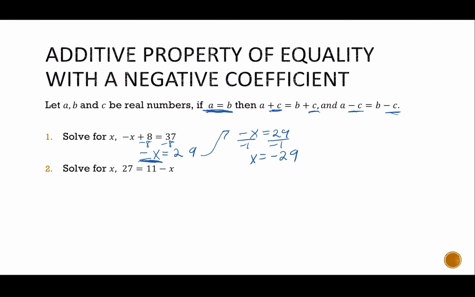For problem 22, I've got 27 equals 11 minus x. So I'm going to subtract 11. That gives me 16 is negative x. And I need this x all by itself, so I'm going to go ahead and divide by negative 1. So negative 16 is x for our final answer.